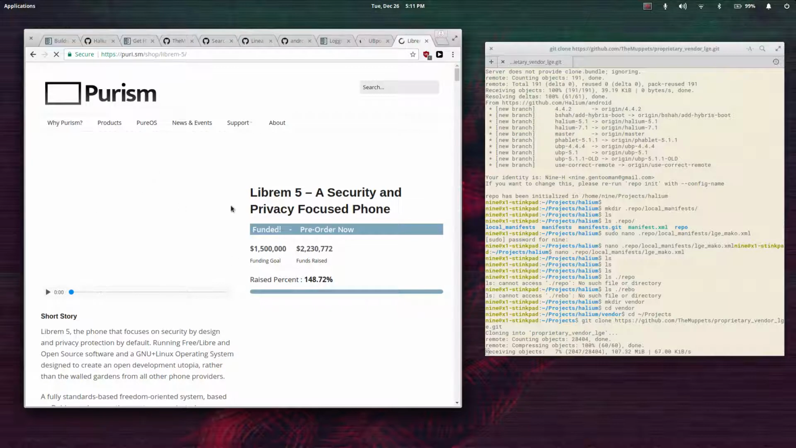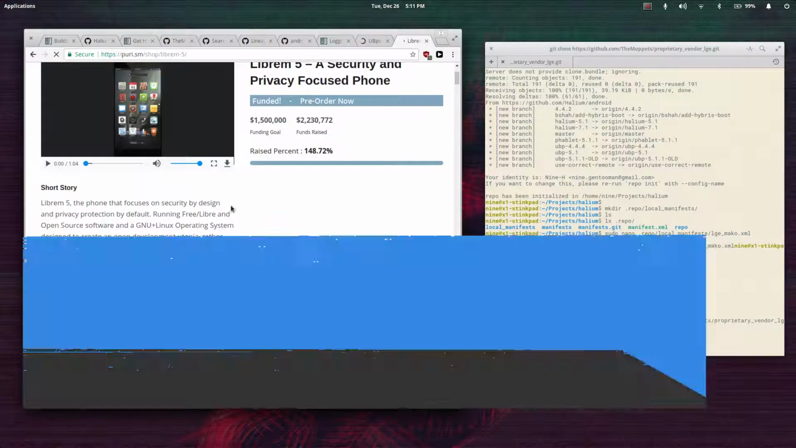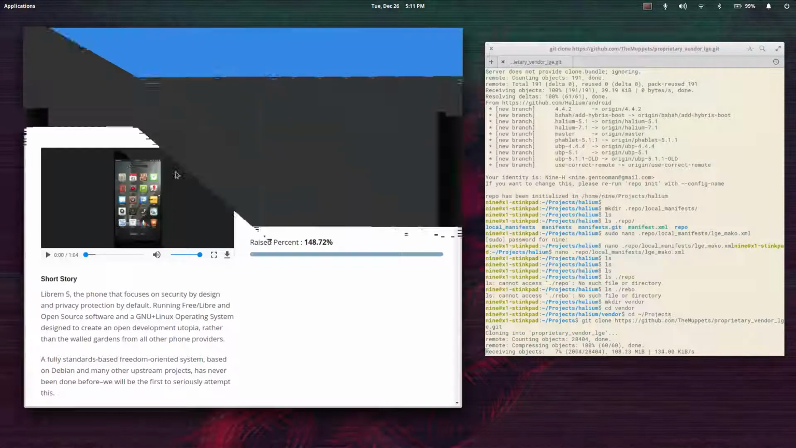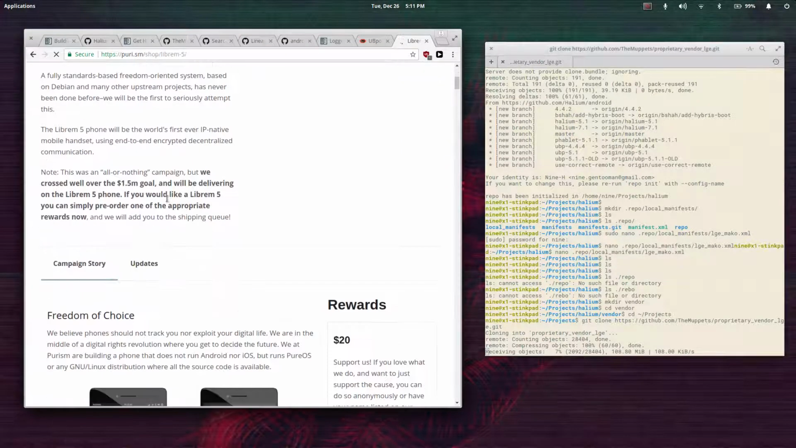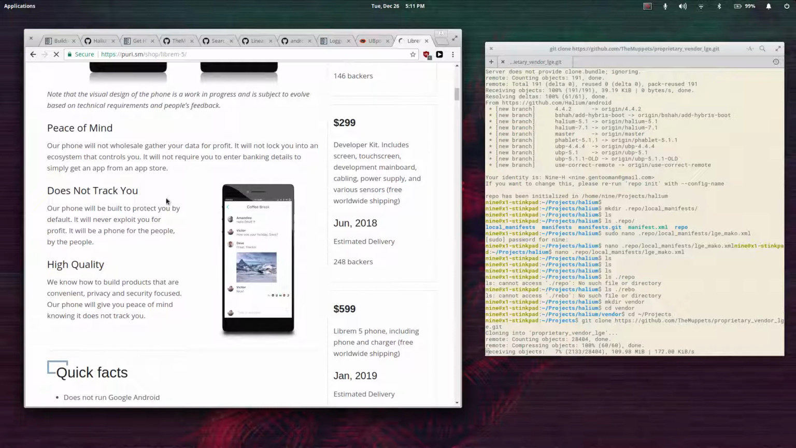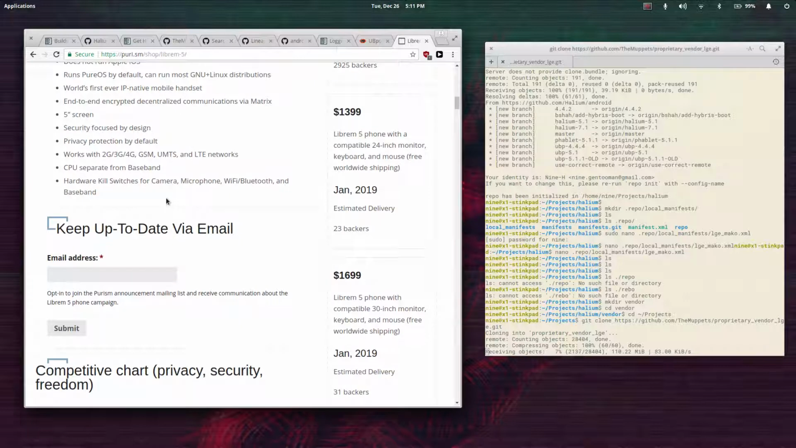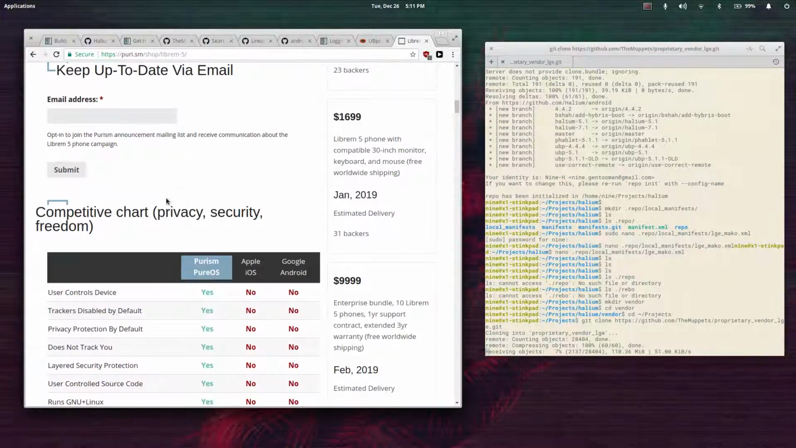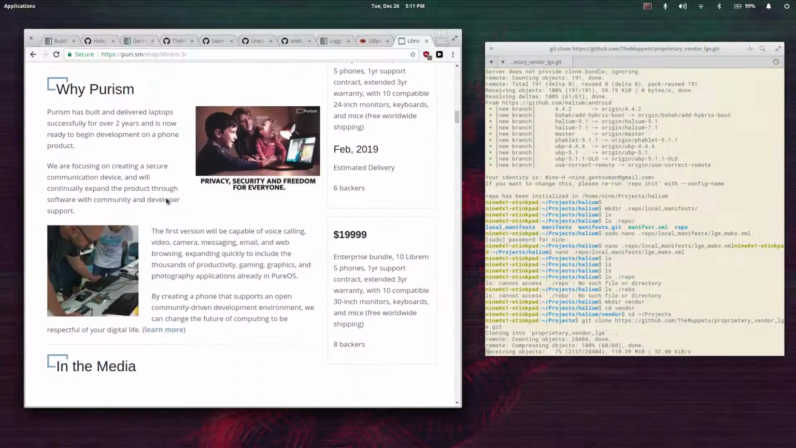Alright, Librem 5. Everyone's heard about it. They raised $2.2 million to make a smartphone with GNOME on it. I don't know where their roadmap is, but if you look for it, they're not really going to get started for another month or two. Which is frustrating, because GNOME announced a partnership with them.